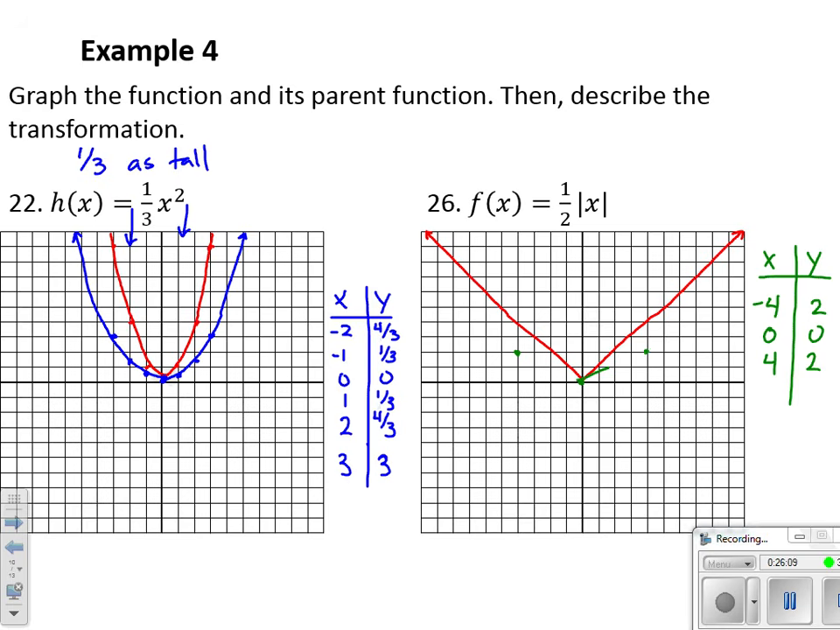And you can quickly see that we're seeing that same type of compression. They're kind of crushing it down like a soda can. It is 1/2 as tall. So let's take a look at where those fractions are. Are they grouped in with the x value, or are they outside the grouping, because that's affecting our result?